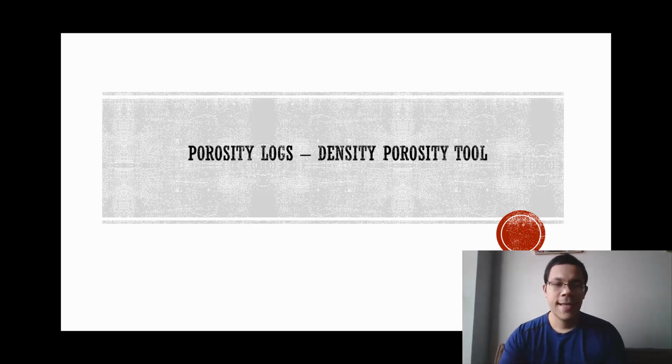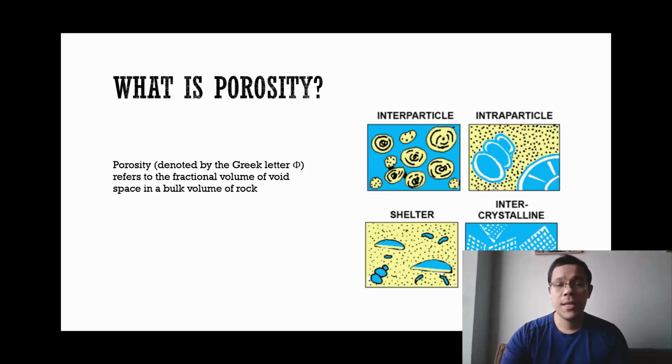All right, now we will be discussing, within porosity logs, the density porosity tool. One more time, I recap on what is porosity. First of all, it is denoted by the Greek letter phi. You will see that very often presented in logs. And in this picture, we have several images where the yellow part is solid rock, and porosity is the void space in that rock. So hopefully there will be hydrocarbons there.